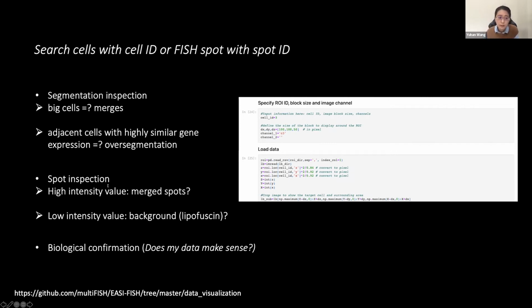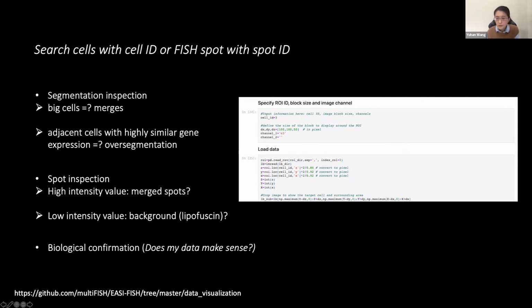And also for spot inspection, we want to know about cells that have very high intensity values. Are they a blob of multiple spots that are just too close and were detected as one big spot? Or for spots that have very low intensity values, are they background? For example, in our case, there are some lipofuscin signals, or there could be other background signals that get detected.